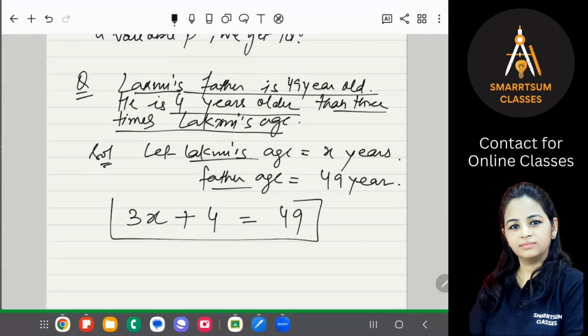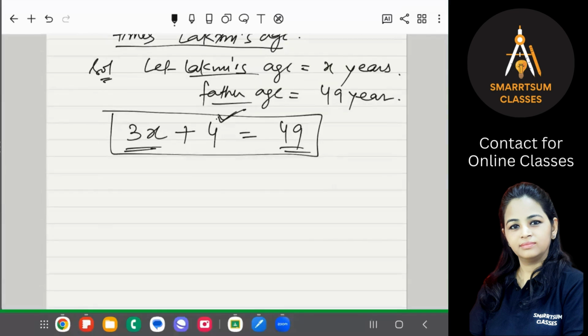So this will be 3x plus 4 is equal to 49. He is 4 years older than 3 times Lakshmi's age, and he is 49 years old, so we equate it to 49, where Lakshmi's age is x years. Is that clear? So in this way, we can write the given case in the form of an equation. Is that clear?